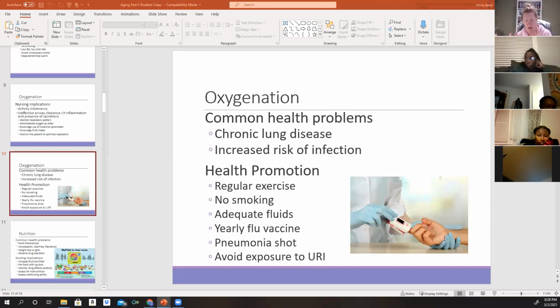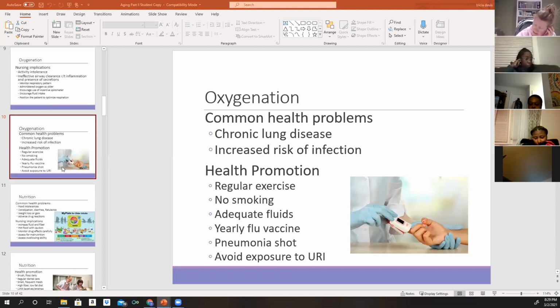I mean, we know we only cover against the top 4 strains, which we think we're going to see, but we do want them to get that flu vaccine and that pneumonia shot. And then we want to avoid exposure to upper respiratory infections. So during the winter, we want to tell our older patients that maybe they want to go to the grocery store first thing in the morning because not a lot of people go. You want to avoid large crowds during the winter, during flu season, things like that. And then don't go around anybody, obviously, that they know has been sick.